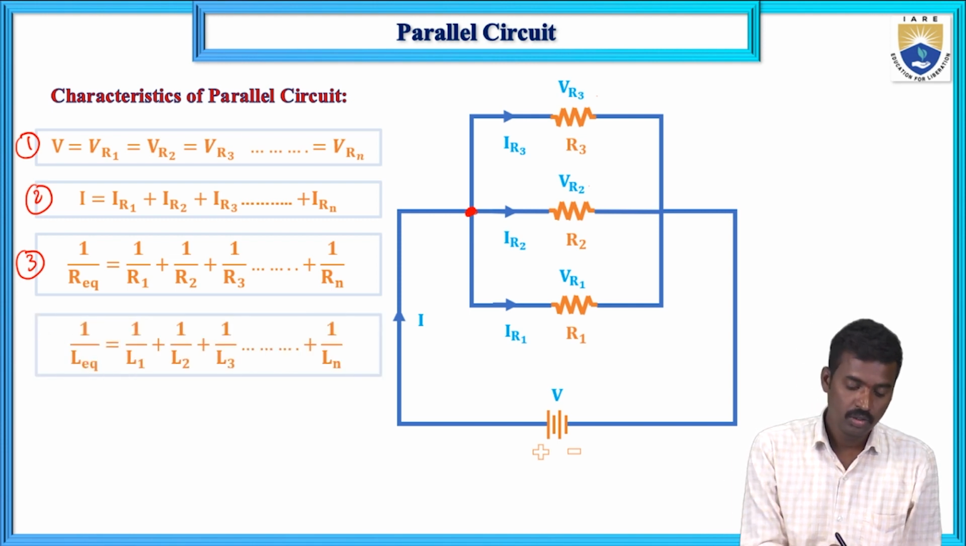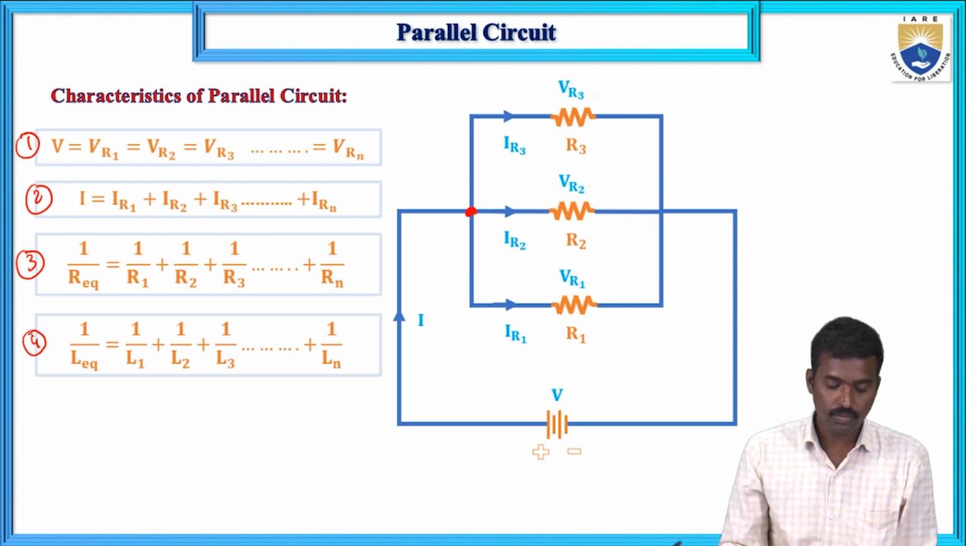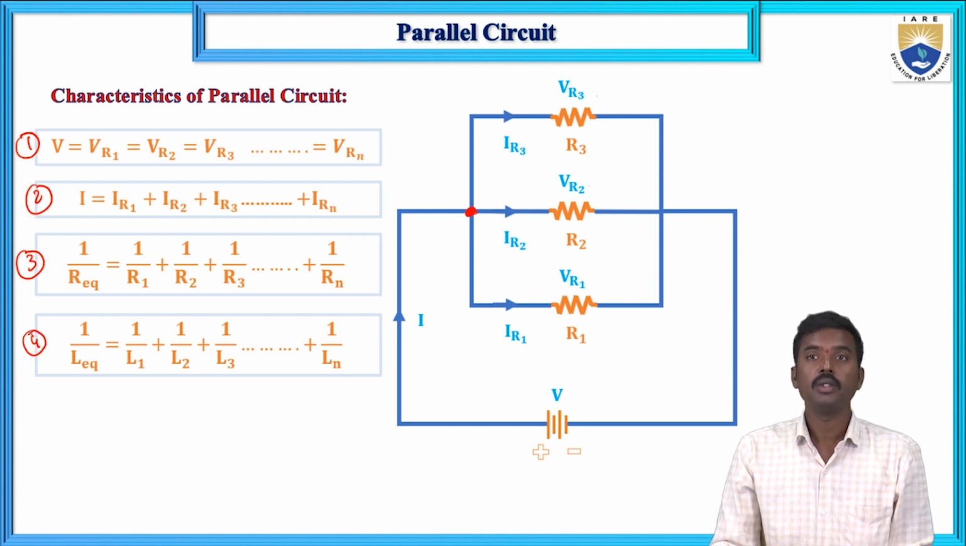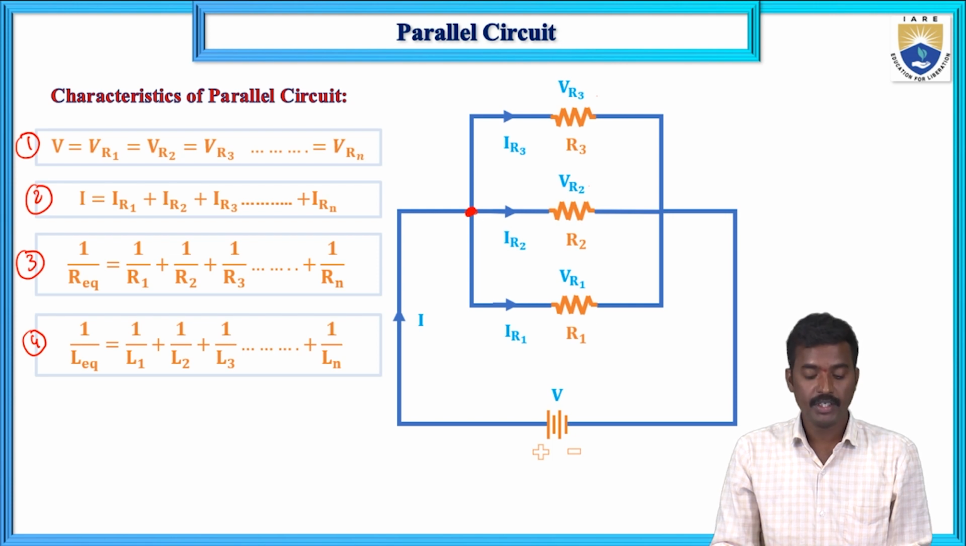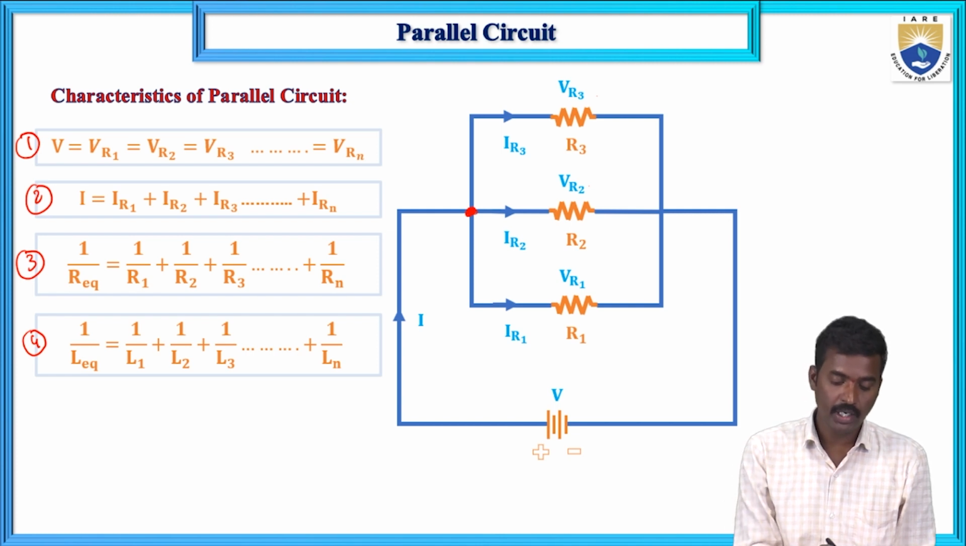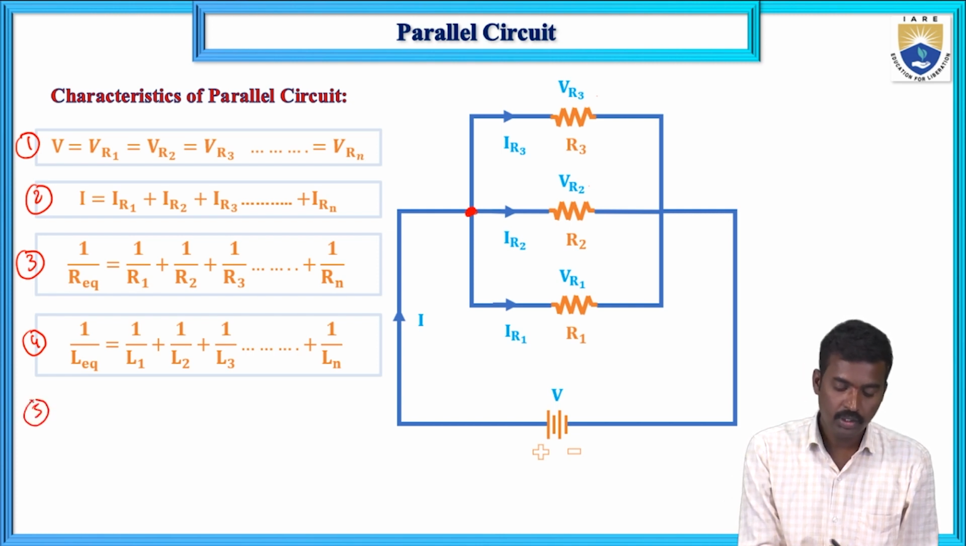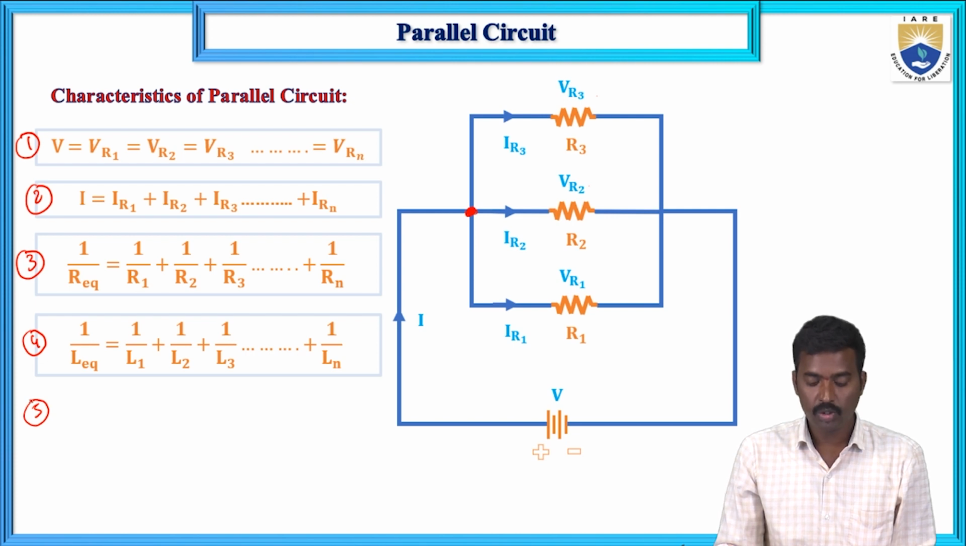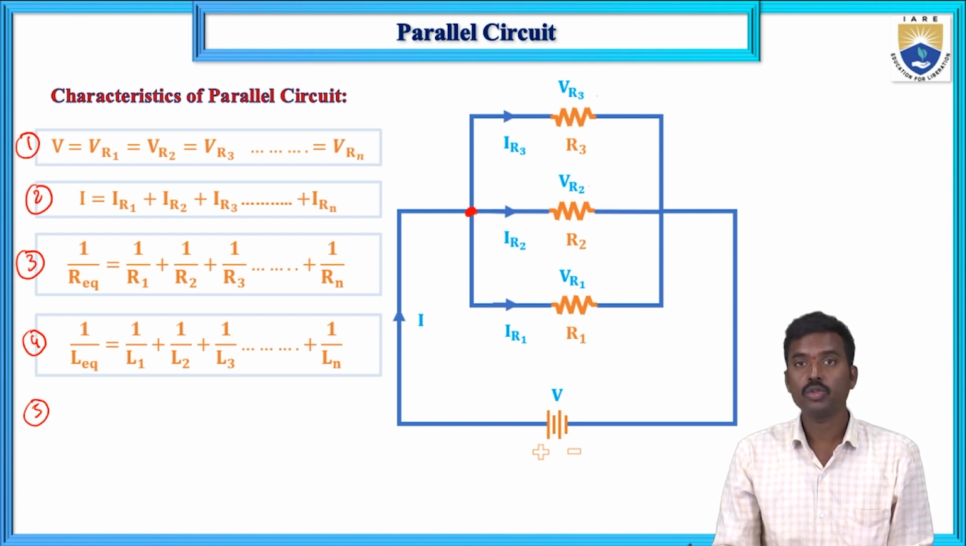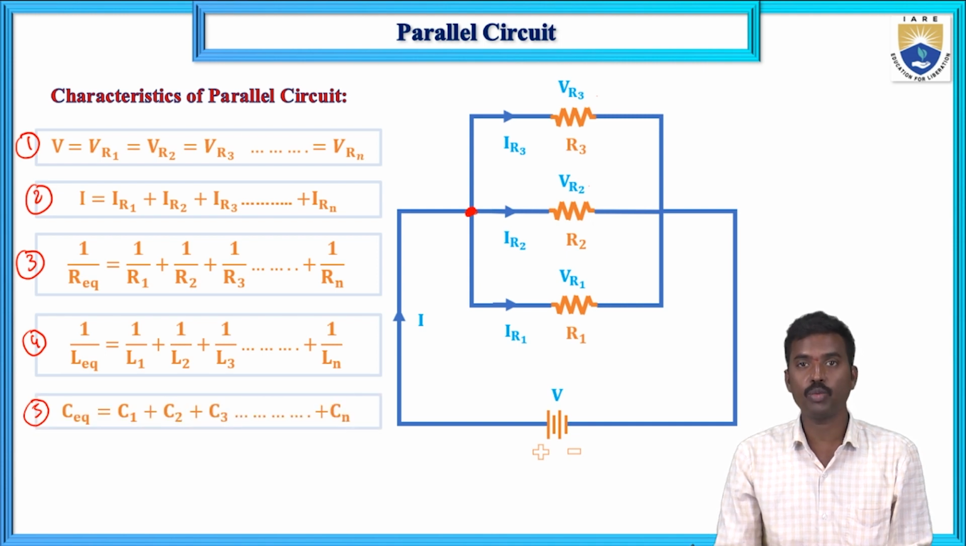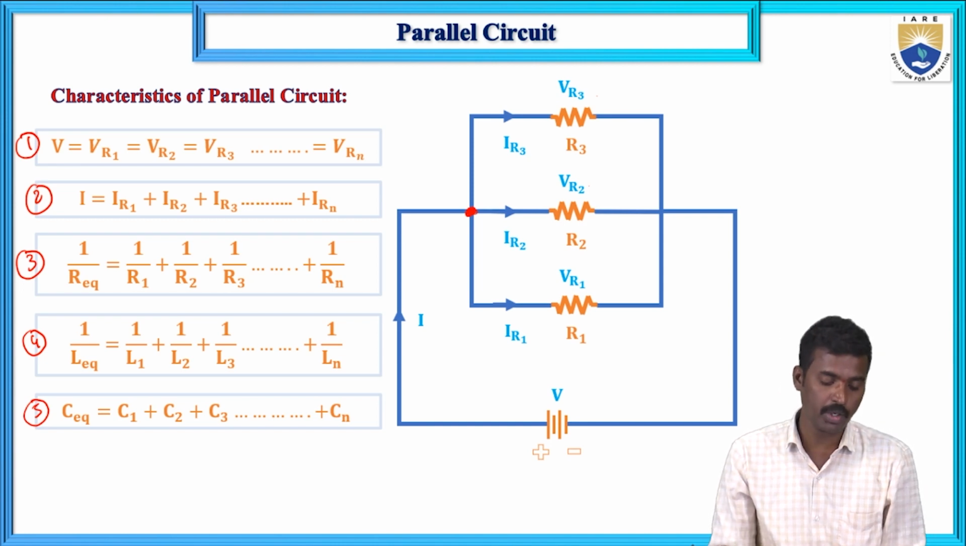Next, the fourth one. Reciprocal of equivalent inductance equals the sum of the reciprocals of individual inductances. So, 1 by L equivalent equals 1 by L1 plus 1 by L2 plus 1 by L3 till 1 by Ln. Next, the capacitors case. C equivalent equals C1 plus C2 plus C3 till Cn. Equivalent capacitance equals the sum of the individual capacitances.